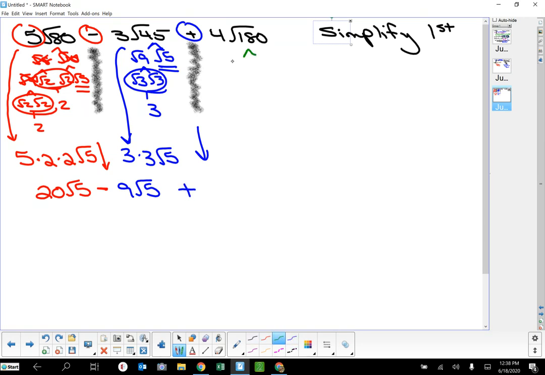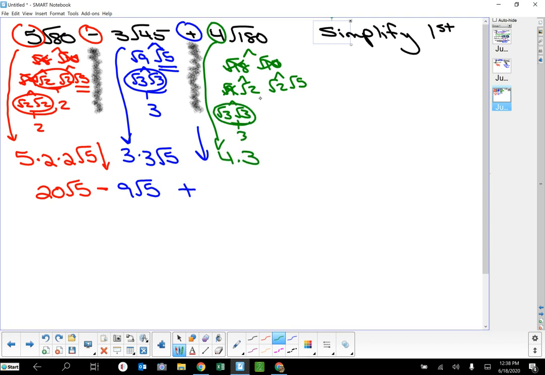And then I'm going to reduce the 180, which I'm going to go 18 and 10. 18 is 9 and 2. The 9 is 3 and 3. The 10 is 2 and 5. All right, so I have the 4 from the front. Pair of 3's become a 3. Pair of 2's become a 2 out front. And the rad 5 that's left over. And this becomes 4 times 3 is 12, times 2 is 24 radical 5.